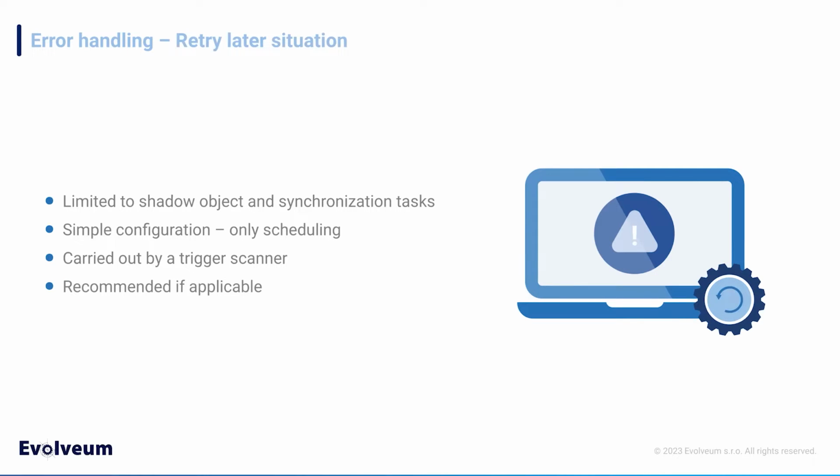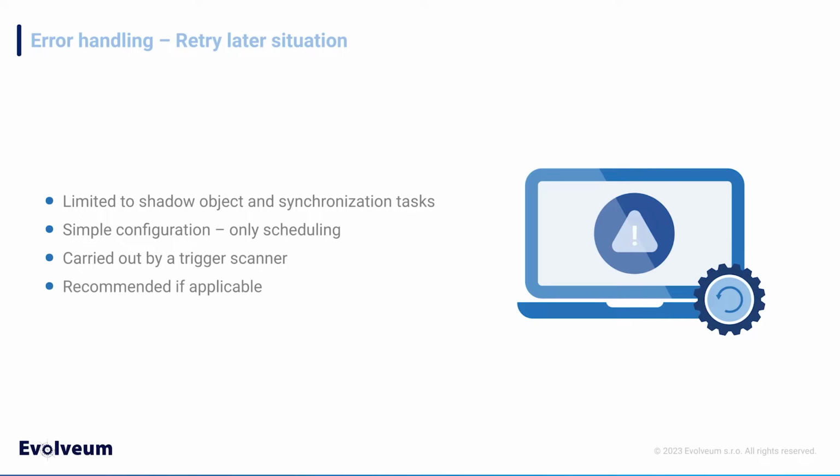Last but not least, the retry later situation. And this is the easiest way you can handle errors. But there is a limitation. It works only for shadow objects and synchronization tasks. So for reconciliations, for imports, for live syncs as well. And it's really simple. The only thing you need to do is to configure scheduling. So basically to say, if there is a problem, try it again in 5 minutes, 1 hour, 1 day, whatever you need.